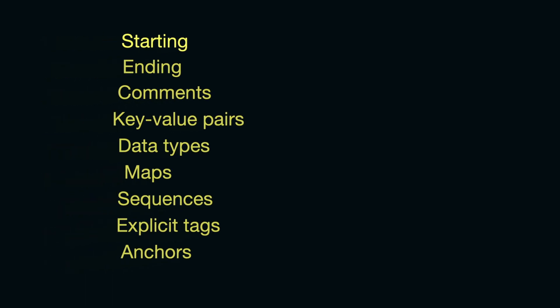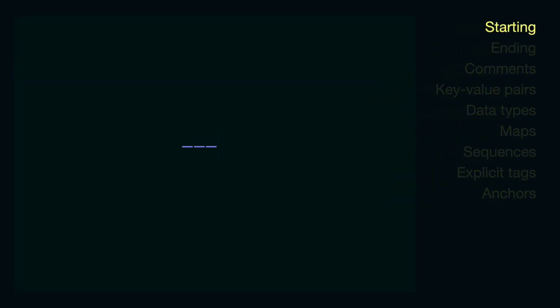So first of all, we have start. The start of a YAML document is marked by three dashes at the beginning of the document. Next, we have ending. The ending is marked by three dots at the end of the YAML document. Both the start and the ending are optional, and you're only required to put them when a YAML file consists of multiple different YAML documents and you want to separate between all the documents in the file.